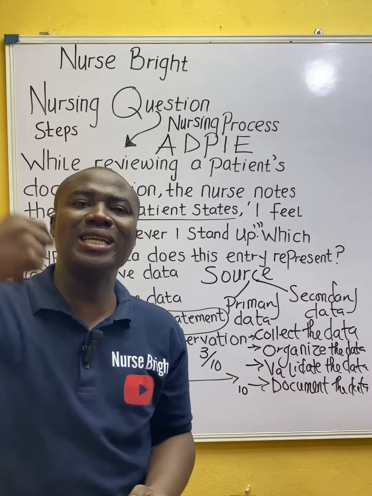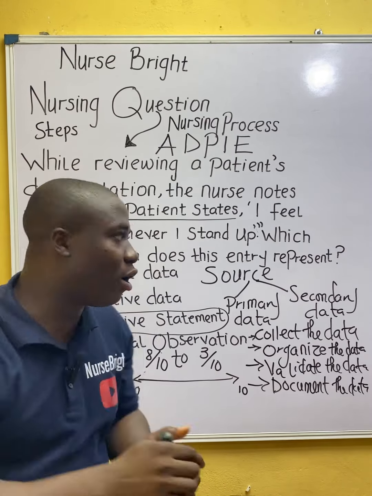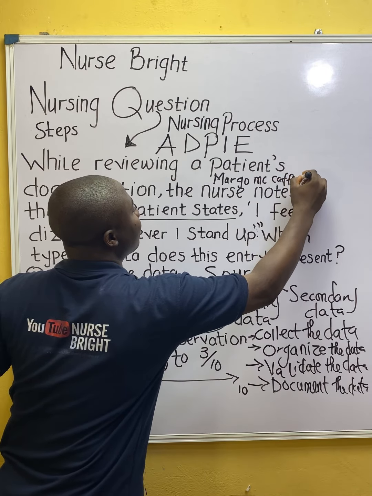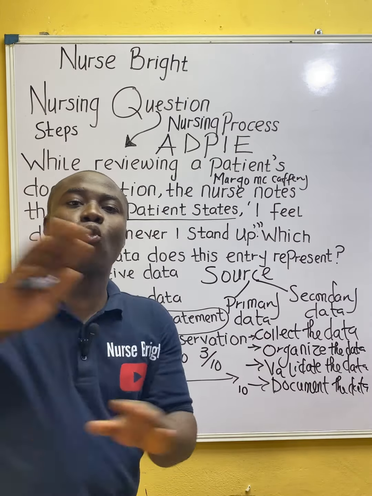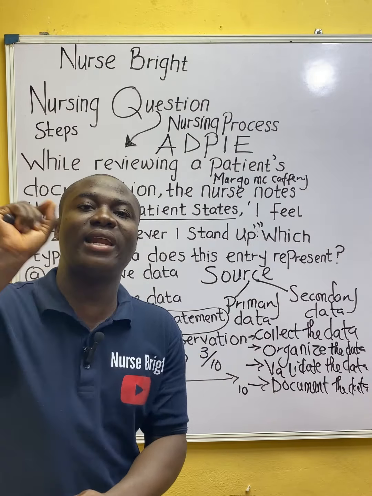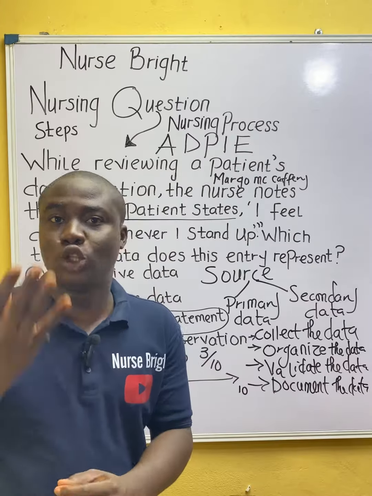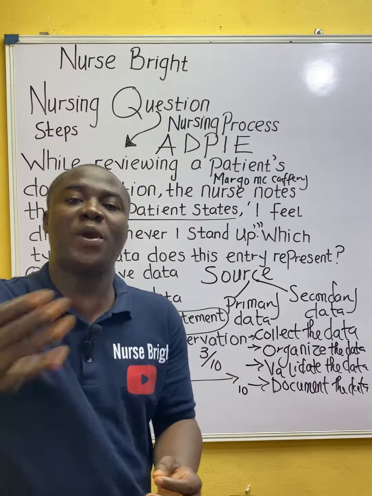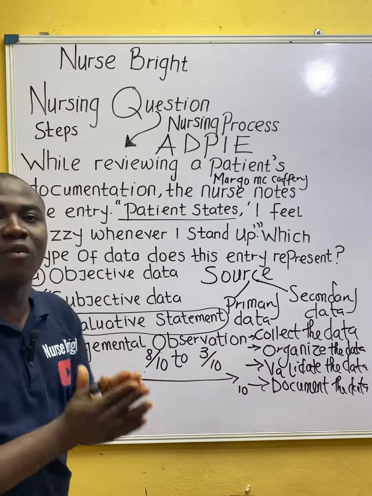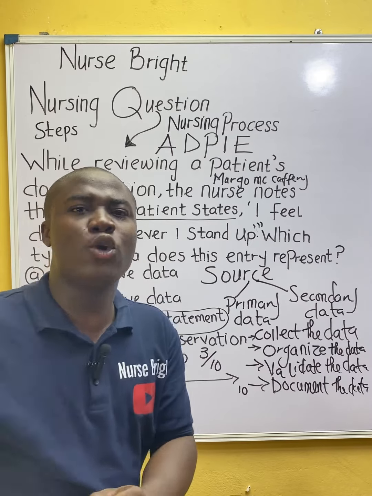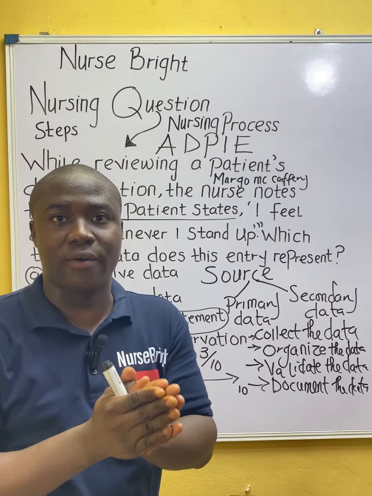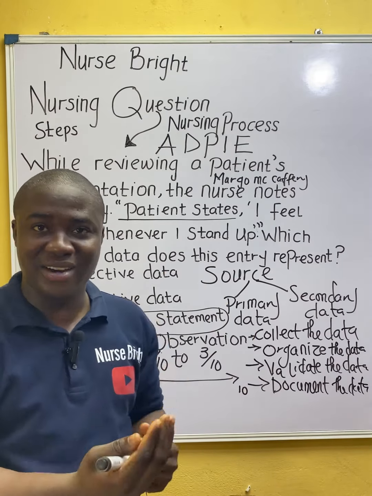Because pain was defined by a woman called Margo McCaffery, all right, who said that pain is whatever the person says it is, and it exists whenever the person says it does. So you cannot just say that an individual, a patient, is exaggerating pain. That is unprofessional, and that is an example of a judgmental observation. So I believe now you understand the concept of how this question was tackled critically, all right? You can see here that all of these things are very, very easy.